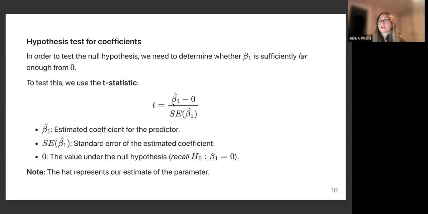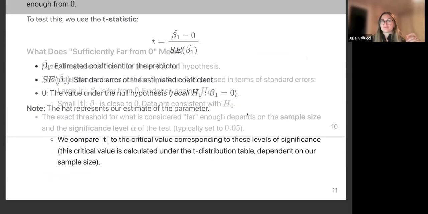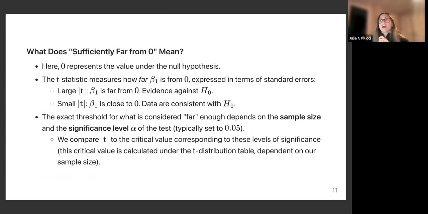Okay. So we have beta 1 hat here, and this is the estimated beta coefficient for a predictor, for example, house size. This is the value that we compute based on the data we have. We also have the standard error for this beta coefficient, and this measures how much the estimated coefficient might vary if we took different samples from the population. And then once again, we have this value of 0, which is the value under the null hypothesis, which assumes that there's no effect. So this computes a t-statistic. And the t-statistic tells us how many standard errors the estimated coefficient is away from 0, which again is the value under the null hypothesis.